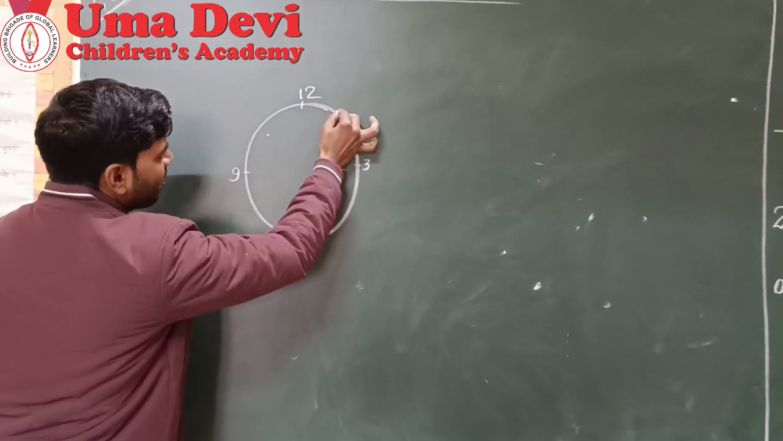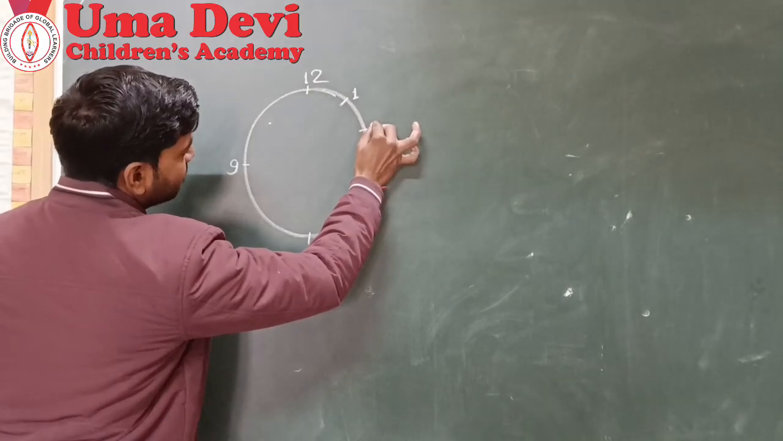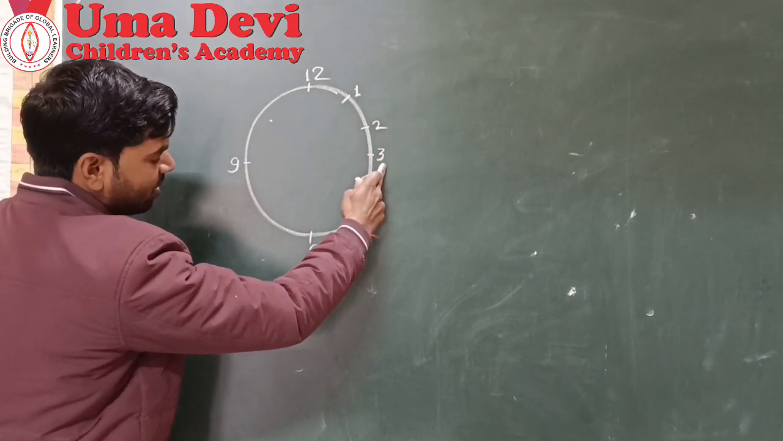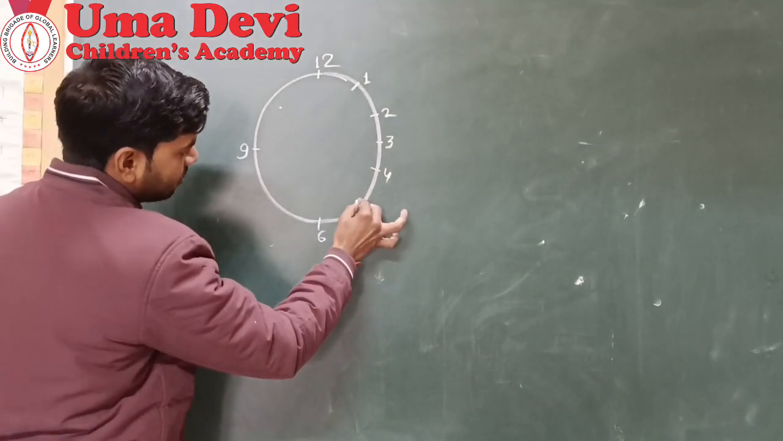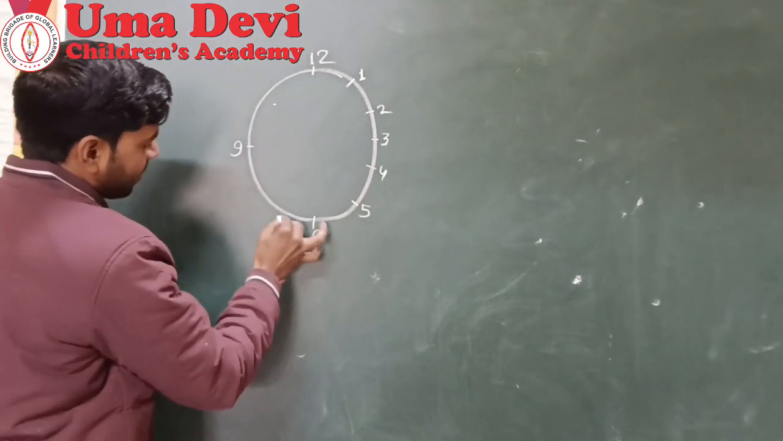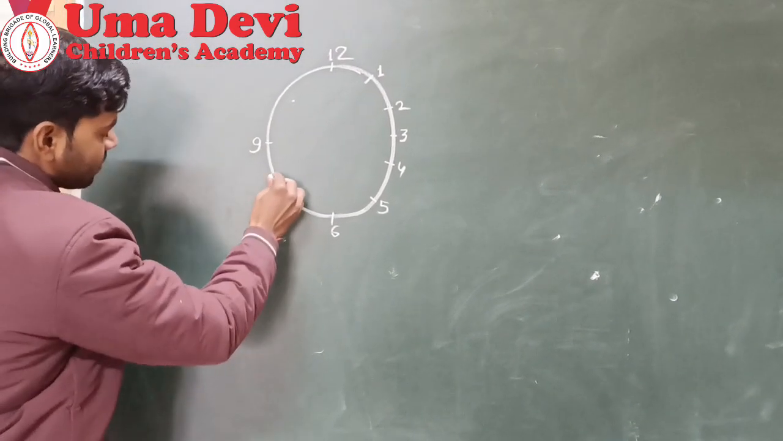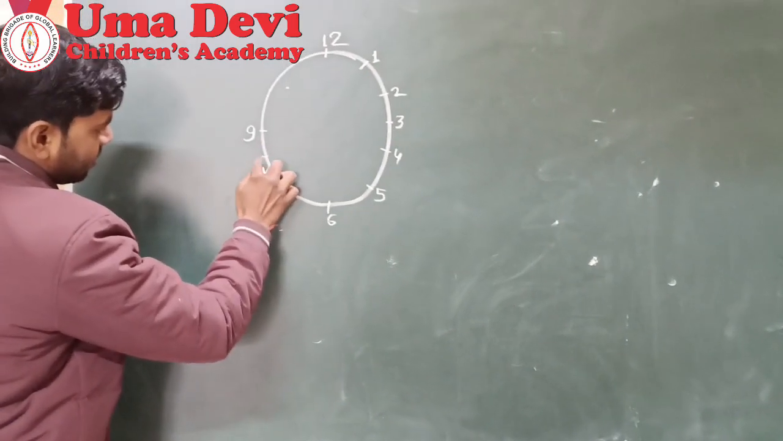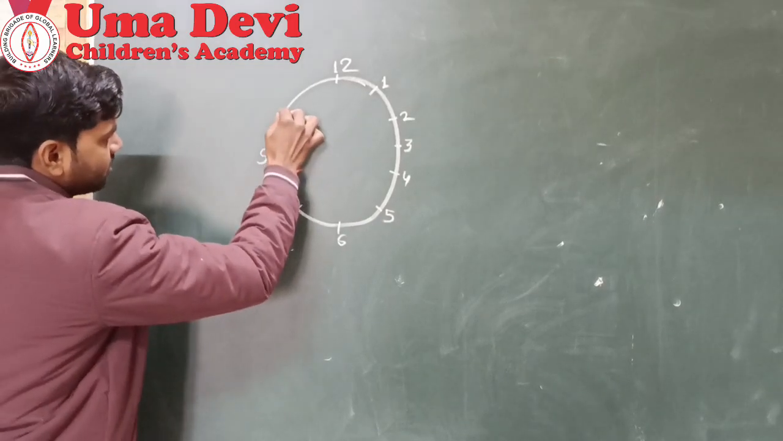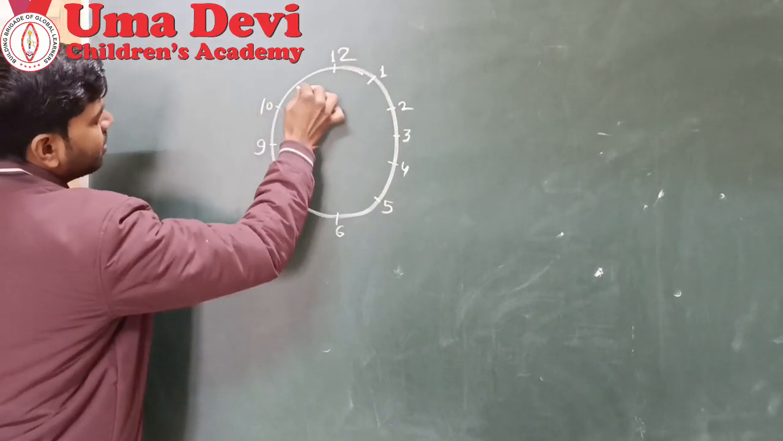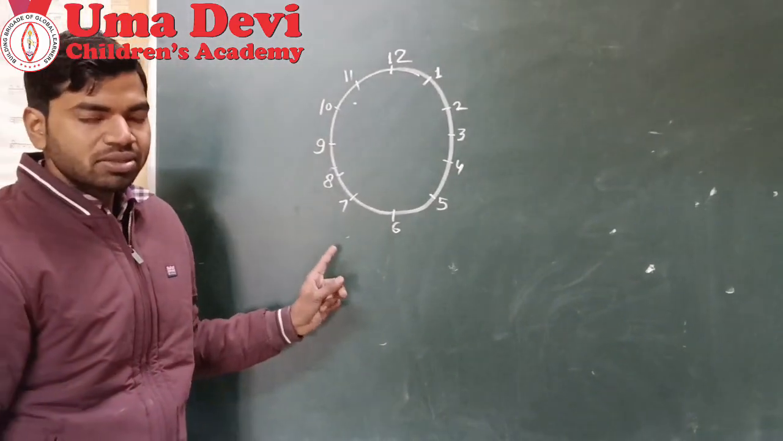Then here we will write 1. Here we will write 2. 3 we have already done. Here we will write 4. Then 5. 6 is done. 7. And 8. 9 is here. 10 and 11. Like this we will write the numbers.